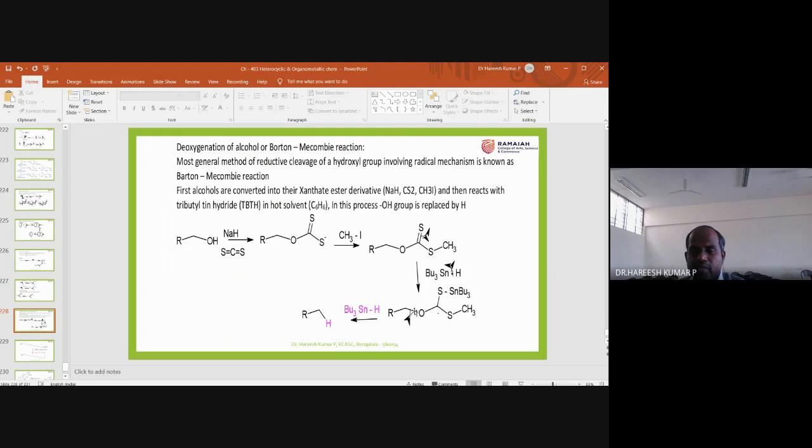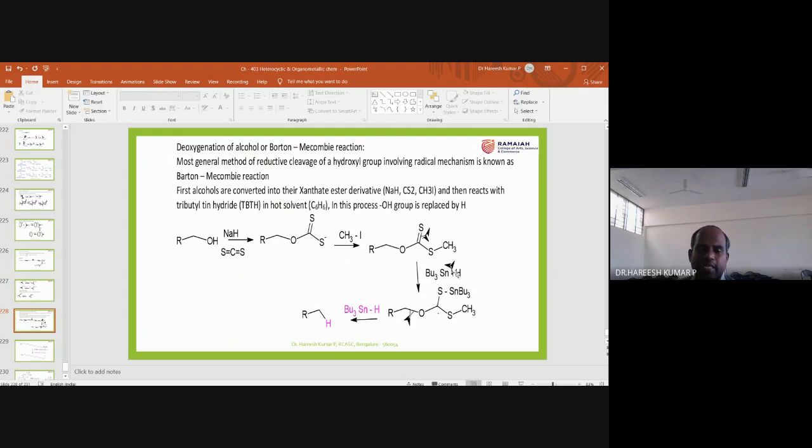At this time, this particular bond cleaves. When this particular bond cleaves, there is a formation of a radical. That radical is attacked by a hydrogen radical. So that is how a hydrocarbon is obtained. Overall, an alcohol is replaced with hydrogen. So this reaction is called the Barton-McCombie reaction. So what are the reagents? Sodium hydride, carbon disulfide, methyl iodide, and tributyl tin hydride.